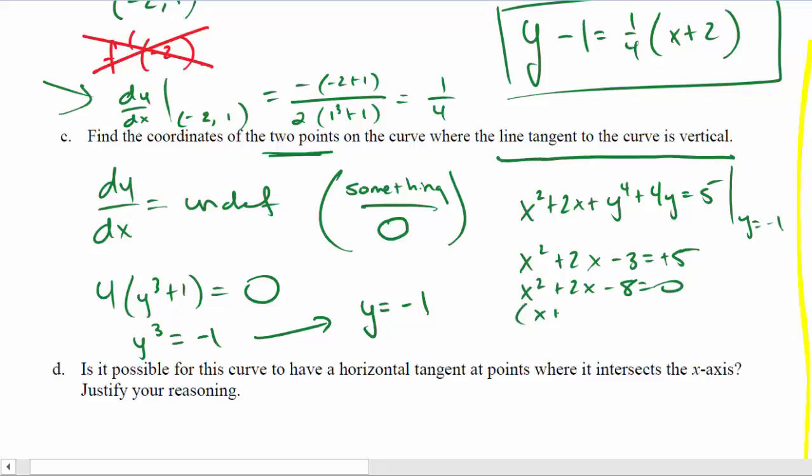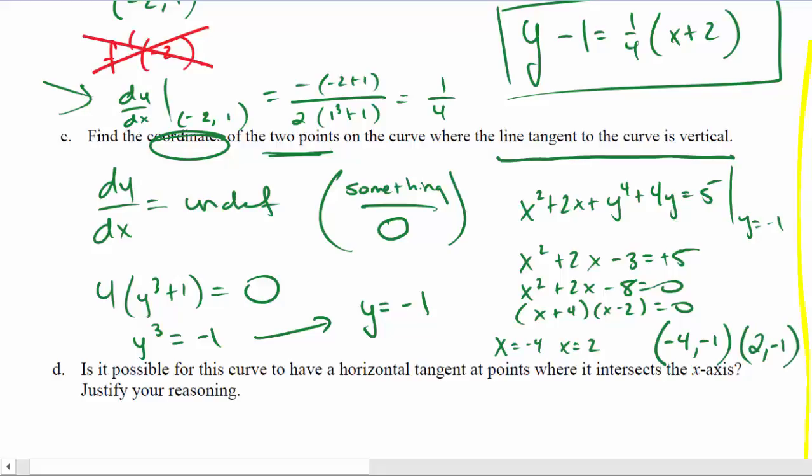Factor this: (x + 4)(x - 2) equals 0. And this is a calculator problem, so you could have gotten the answers from there. So then I know x equals negative 4 and x equals 2. It wants the coordinates, so answer their question. The two coordinates are (-4, -1) and, I'm going to try to squeeze it in, (2, -1).